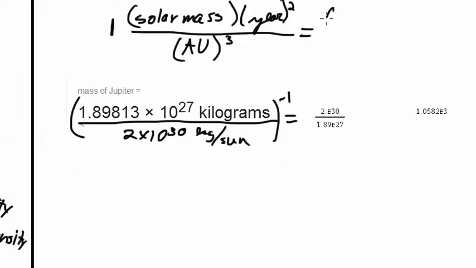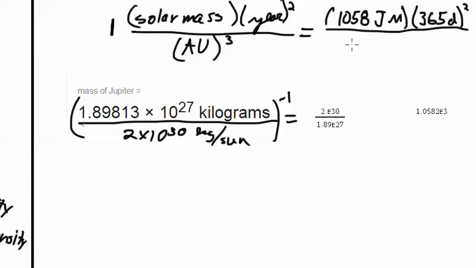So this equation is 1,058 Jupiter masses and 365 days squared. And then this is going to be 150 billion meters.